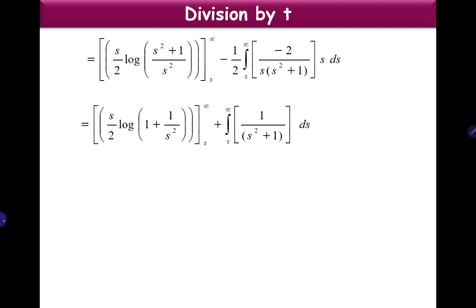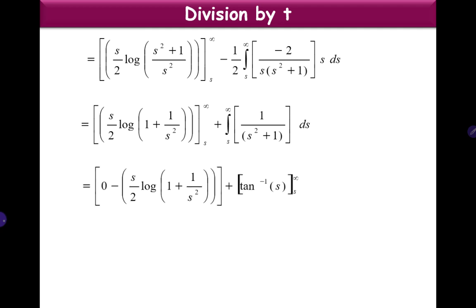And in the second term, minus and minus becomes plus here. 2 gets cancelled. We remain with 1 by (s square plus 1) ds. Now in the first term, if we apply the limit using L'Hospital's rule, we get log 1 as 0. So by substituting the upper limit, we get 0 minus the lower limit at s. So we get the same term, s by 2 into log of 1 plus 1 by s square, plus, what is the integral of 1 by 1 plus s square? It is tan inverse s within the limits s to infinity.